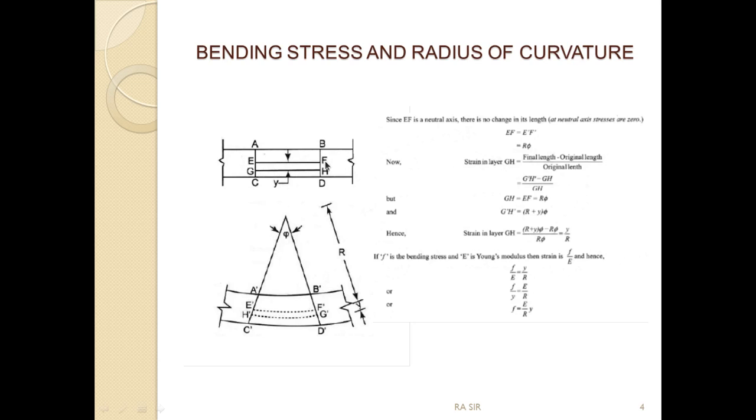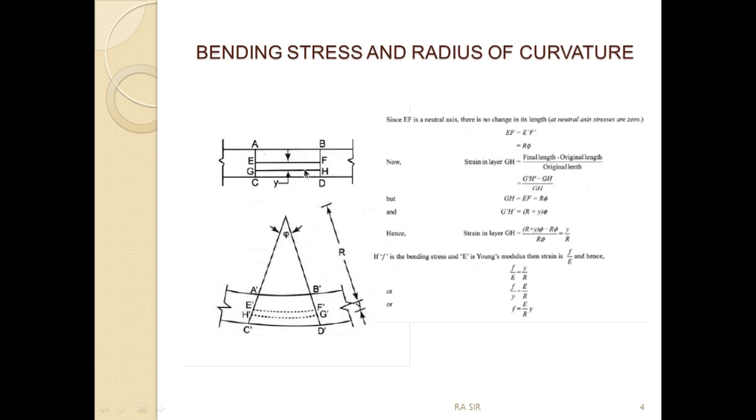Now this neutral axis before and after bending will remain the same, that is EF will be equal to E dashed F dashed. This GH however differs and it will become G dashed H dashed. The distance between EF and GH is Y, as shown here. Then the radius of curvature is R, and the arc length will be R phi, as shown here.